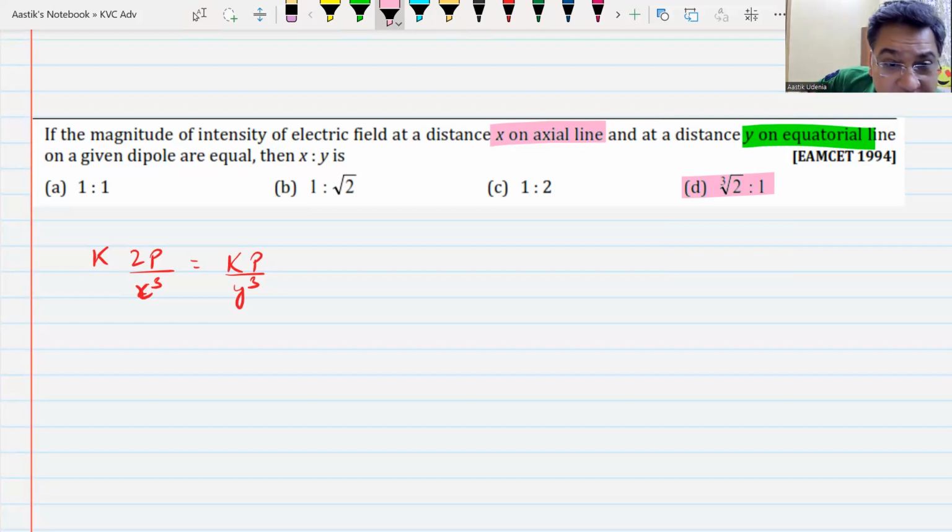x by y is 2 raised to the power 1 by 3, the cube root of 2. That is the answer. Not 1 is to 2, 2 is to 1. I hope we have learned a lesson.